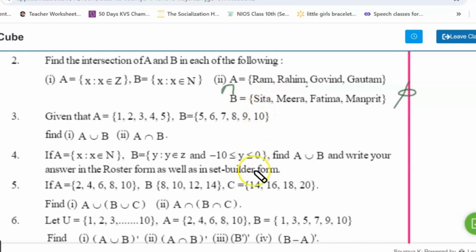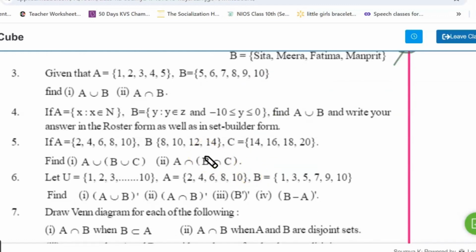set. Next, third question is: given that A is the set {1, 2, 3, 4, 5} and B is {5, 6, 7, 8, 9, 10}, find out what is A union B and A intersection B.